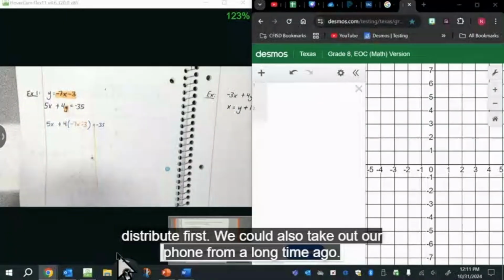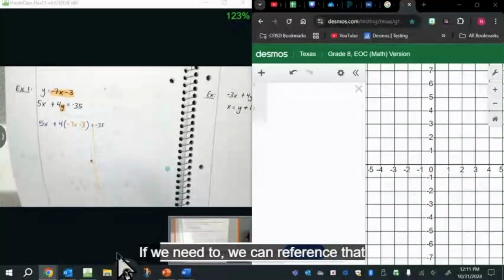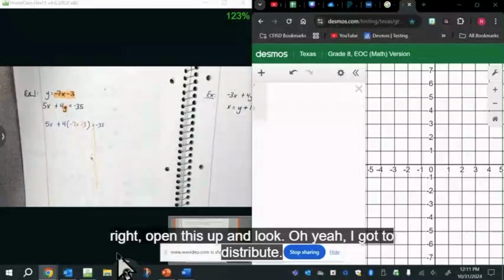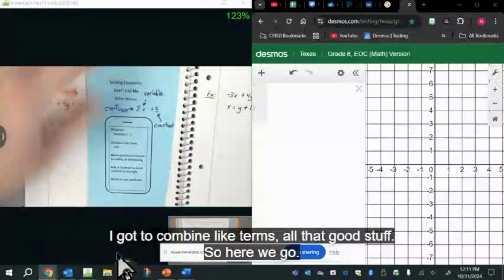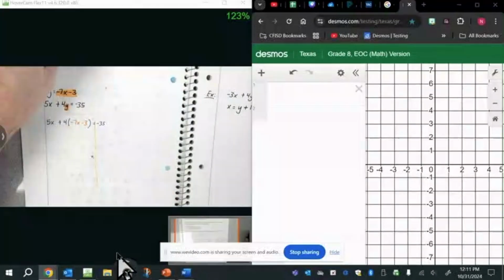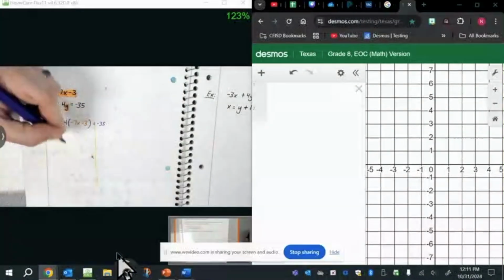We could also take out our phone from a long time ago if we need to. We can reference that, right? Open this up and look. Oh yeah, I got to distribute. I got to combine like terms, all that good stuff. So here we go.